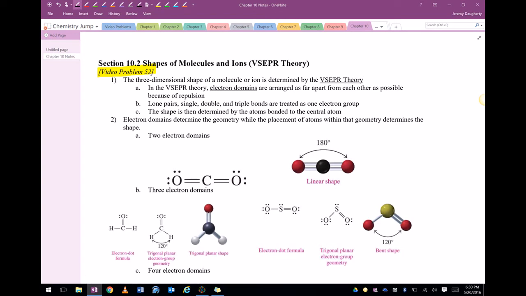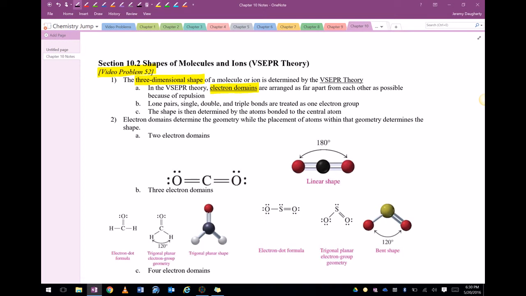And what you have to keep in mind is this idea of electron domains that we described in the last section. So make sure you look at that idea of electron domains, and we're going to use that extensively here. So we looked at Lewis structures. Now what we're looking at is the actual three-dimensional shape of the molecule or ion.